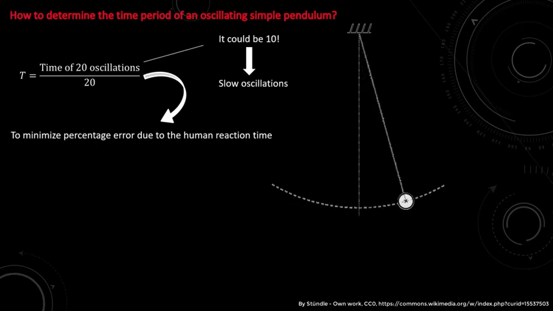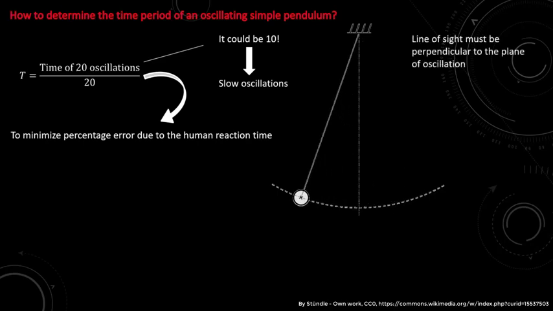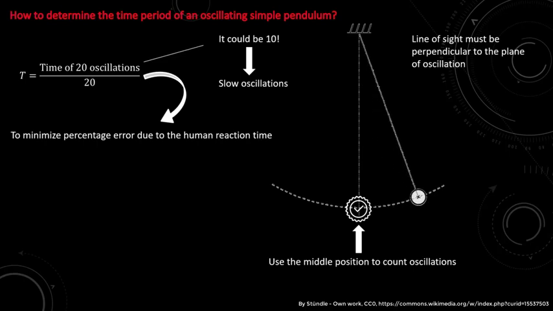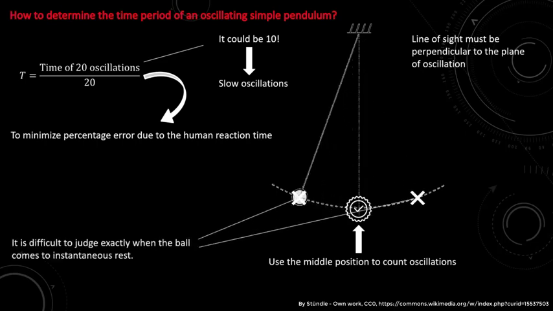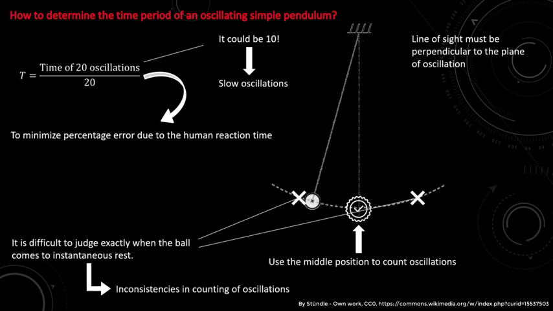Quand nous avons besoin de compter le nombre d'oscillations, la ligne de visée doit être perpendicular to the plane of oscillation. Et aussi, nous avons besoin de servir le middle position to count oscillations, et non pas l'extrémité. La raison pour laquelle nous ne servons pas l'extrémité, c'est parce que it is difficult to judge exactly when the ball comes to instantaneous rest. Et là, ça est capable d'amener vers inconsistencies in counting of oscillations.